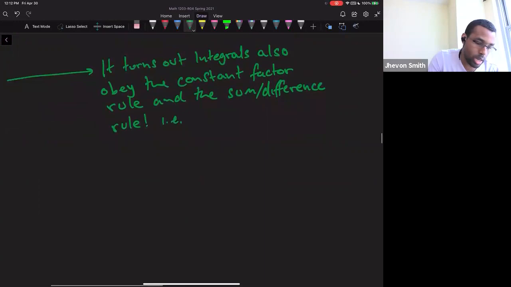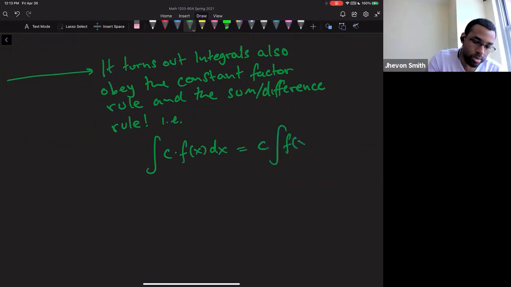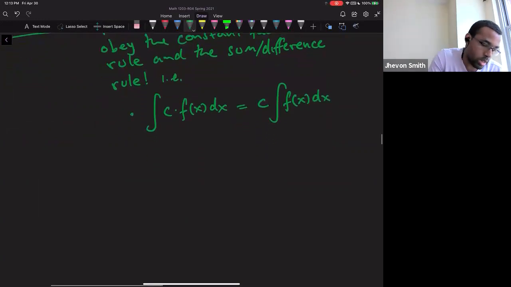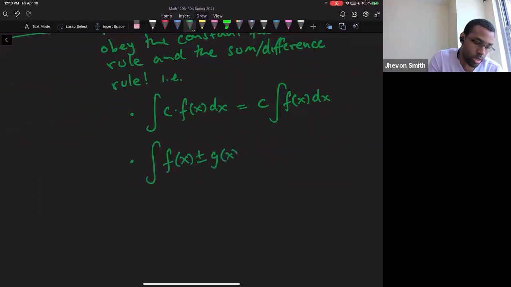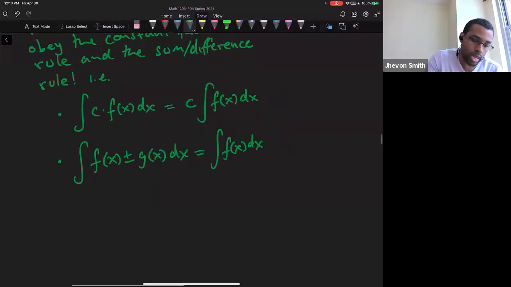If I want to find the antiderivative of a constant times a function, it's going to be the same as a constant times the antiderivative of that function. You can factor constants in and out. And if I wanted to find the antiderivative of the sum or difference of two functions, it's actually the same as finding the antiderivative of each thing in the sum and then adding them together. That's true.